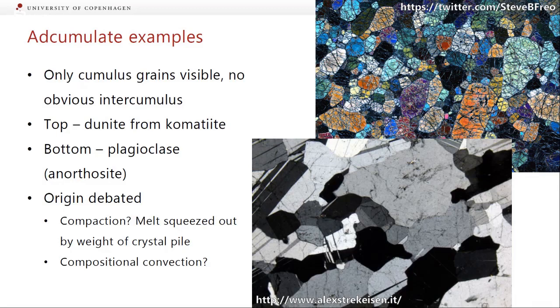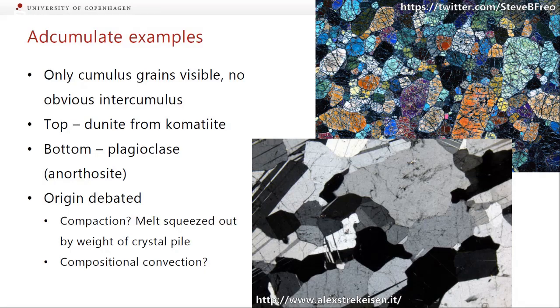On the other extreme end, we have these adcumulates, and so when we look at them in a microscope, all we can see are cumulus grains. We can't see any obvious intercumulus material. On the top right, that's a dunite. It's actually from a komatiite flow. So komatiites crystallize a load of olivine, and they're actually hot enough and runny enough that the crystals can just sink to the bottom and make a cumulate layer, even within a lava flow.